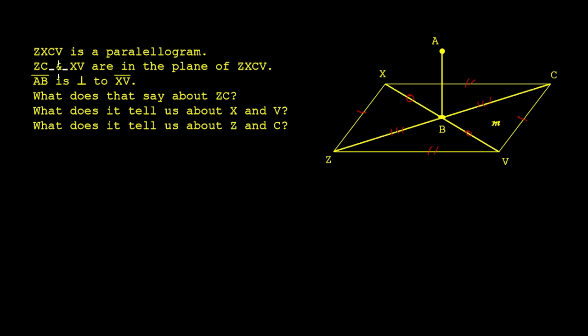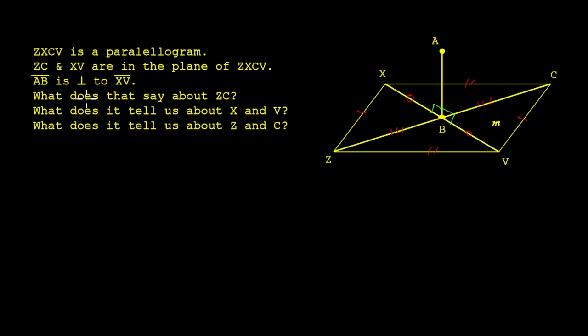So there we go. Now ZC and XV are in the plane of ZXCV. So these diagonals are in this plane of this parallelogram. Next, AB is perpendicular to XV. So AB over here is perpendicular to XV. So we have two right angle markings there and there.